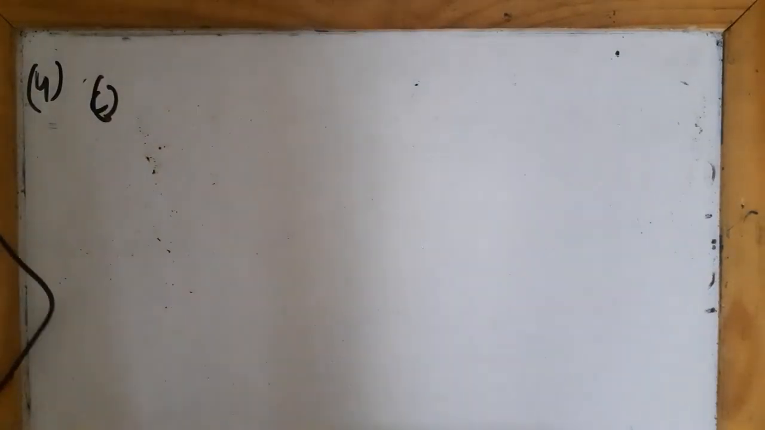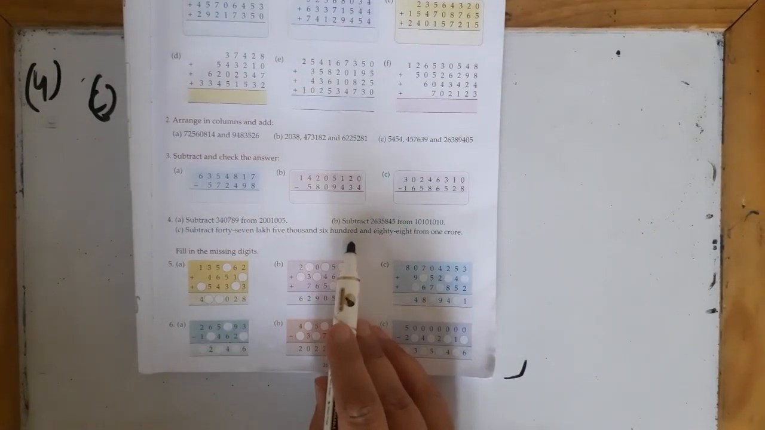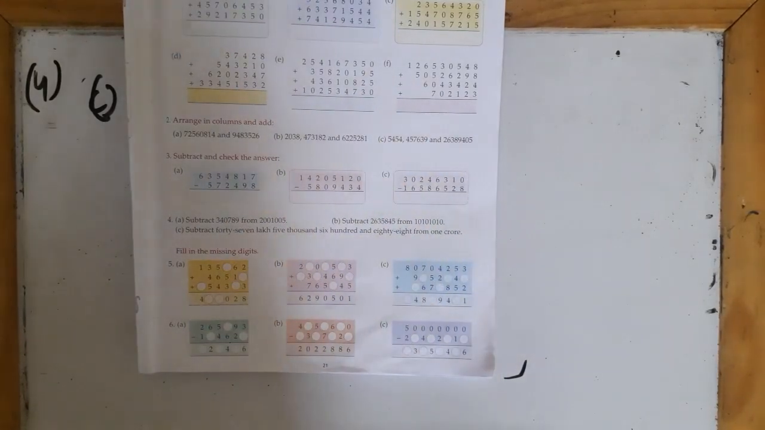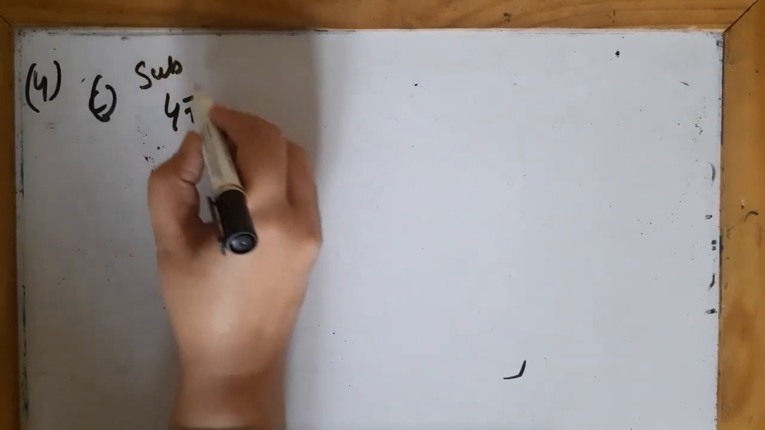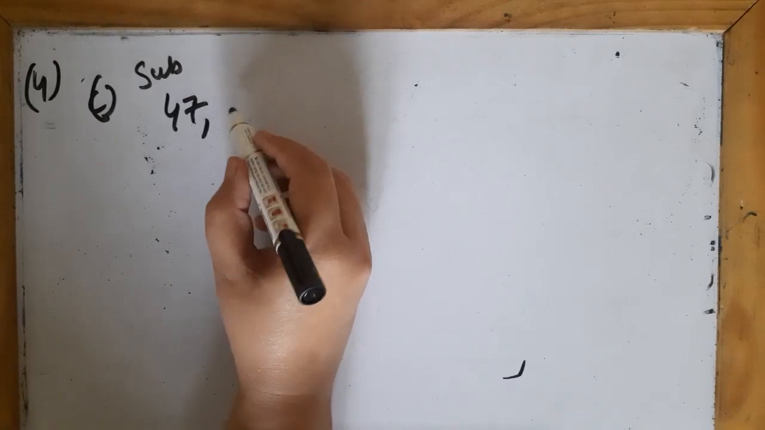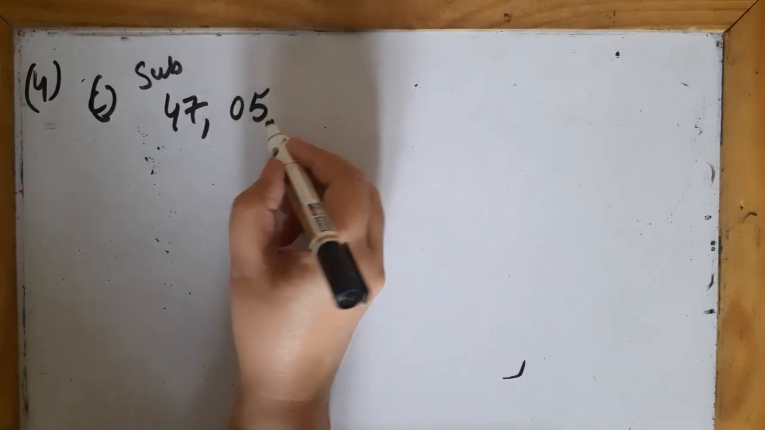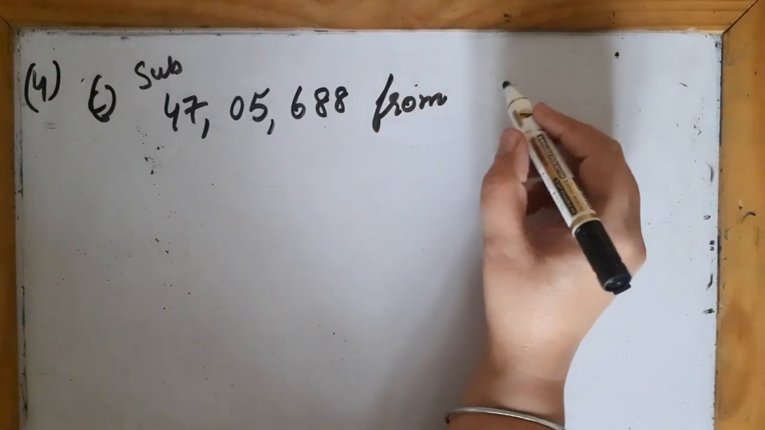Now in the C part, as you can see, they have given you the numbers in words. Subtract 47,05,688 from 1 crore. So they have given you the numbers in words, so let me first write these numbers in figures. They are saying subtract 47 lakhs 5,000. How will you write 5,000? You will write 5,000 like this. 47 lakhs 5,688 you have to subtract from 1 crore.